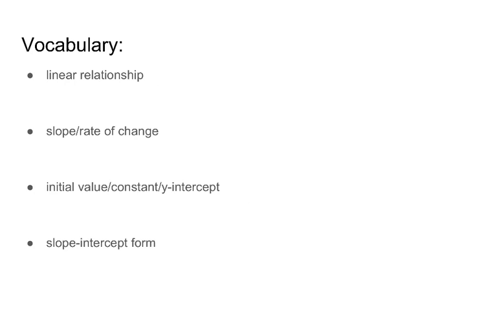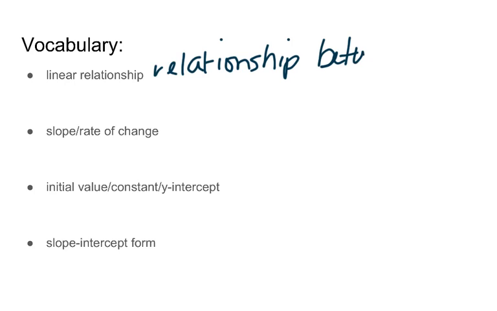Let's quickly go over some vocabulary. Most of these you've seen before, but we'll do it quick. A linear relationship is a relationship between ordered pairs, or between x and y, that creates a straight line.